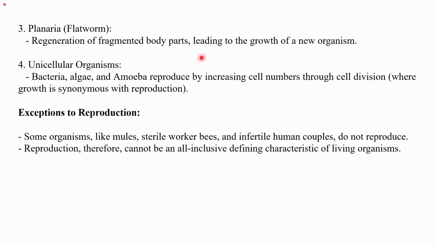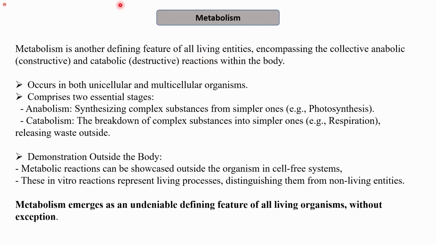Now we move to the next characteristic of living organisms, which is metabolism. Metabolism refers to the metabolic activities taking place inside the cells. Metabolism involves catabolism and anabolism, that is, the breaking down of materials or the formation of new materials inside the cells. It is another defining feature of all living entities, encompassing the collective anabolic, which is the constructive process, and the catabolic, which is the destructive reactions within the body. So, metabolism is equal to anabolism plus catabolism.